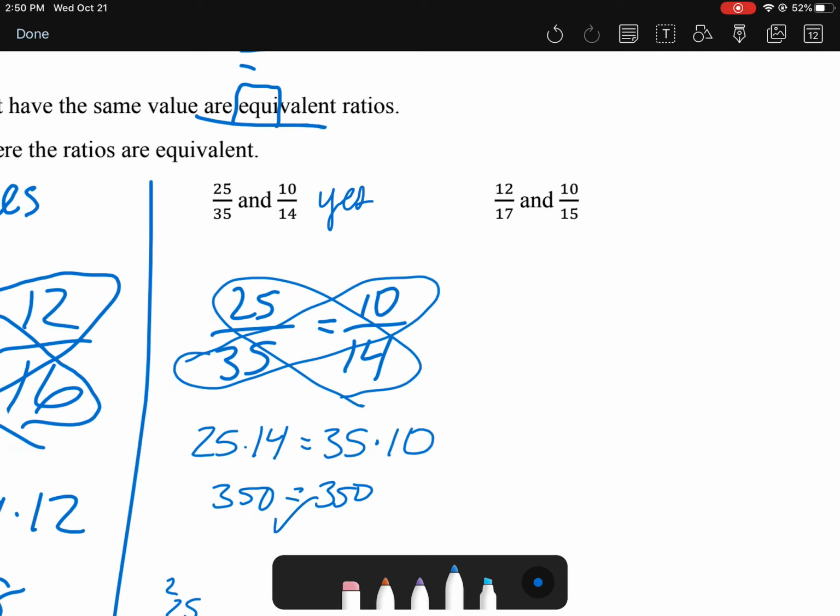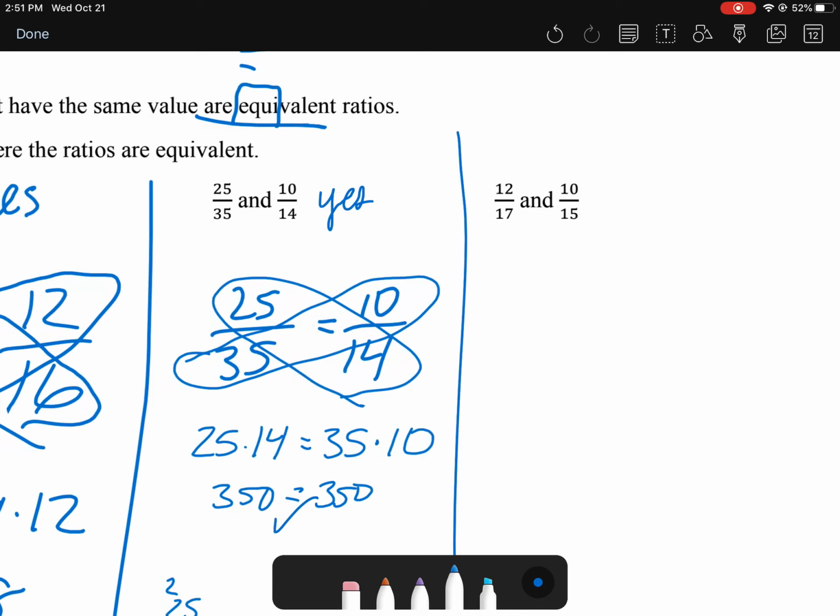Go ahead and do the last one. See if they are equivalent. If the two numbers are not equal to one another, then they're not equivalent. So please pause the video. Did you pause it? I hope you paused it.